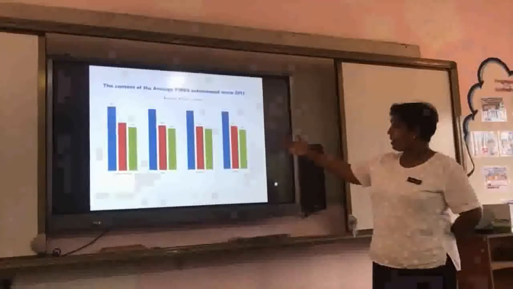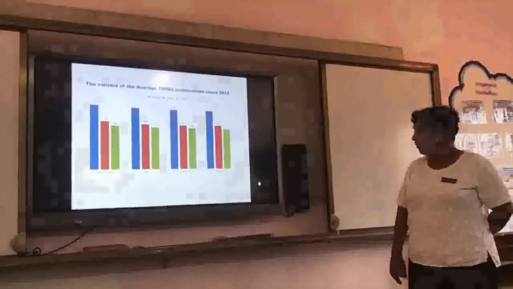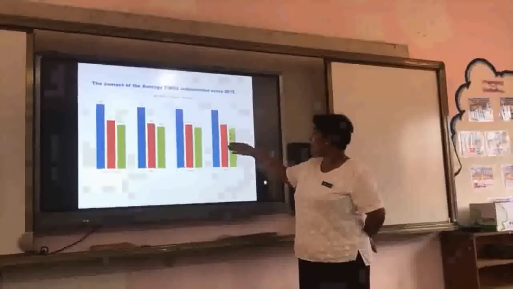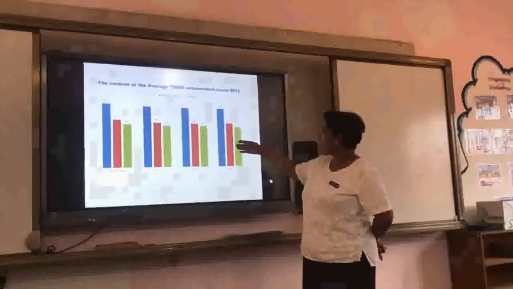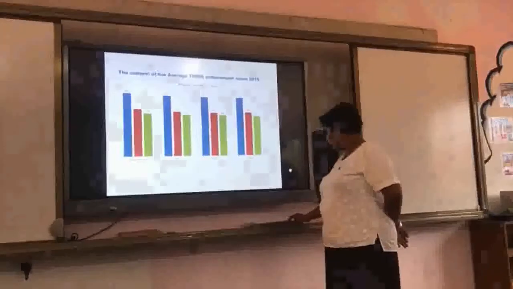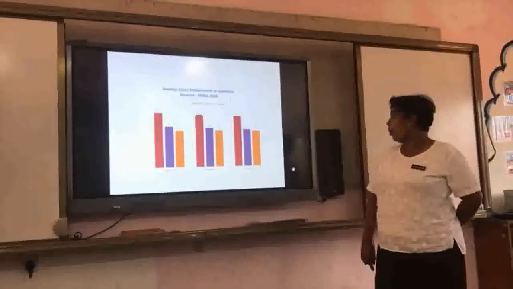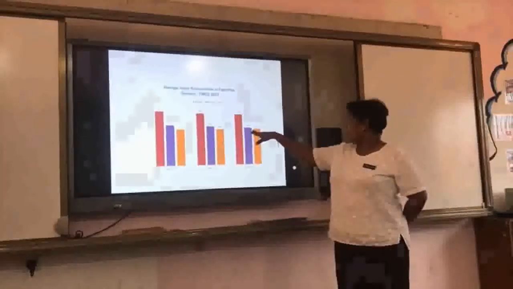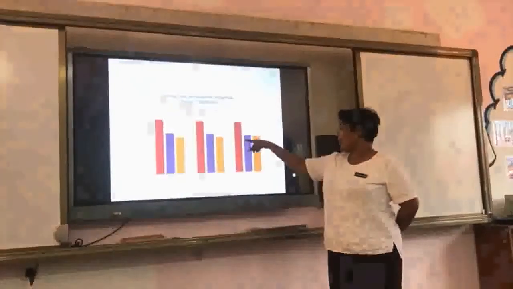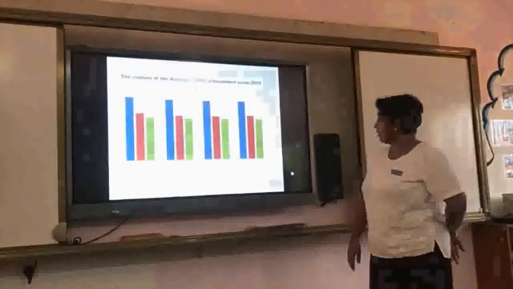Here we can see the average TIMSS achievement score in 2015 for Singapore, Malaysia, and Thailand. Here, the red shows Malaysia. We can see the average TIMSS achievement compared between Singapore and Malaysia. Here is the average score achievement in the cognitive domain in TIMSS for Singapore, Malaysia, and Thailand. So we are seeing that we still need to move forward.